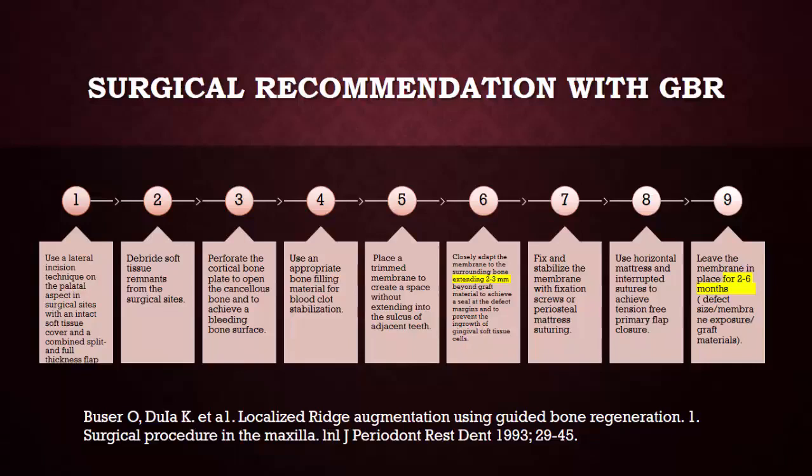The other tricky part with the membrane is to closely adapt the membrane to the surrounding bone, extending 2 to 3 mm beyond the graft material to achieve a seal at the defect margin and to prevent the ingrowth of gingival soft tissue cells.